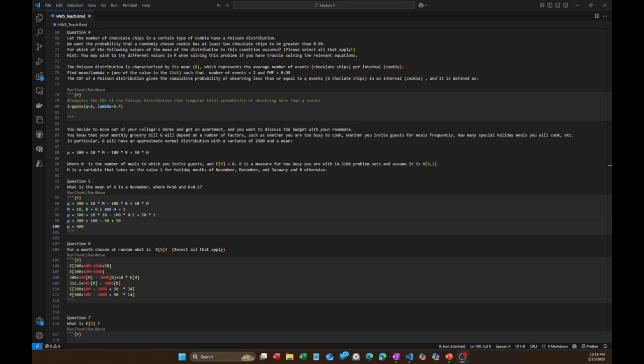Question 6. For a month chosen at random, what is the expectation of G? Think once again how to solve this problem. Let's dive into it. So we can do elimination. Now let's look at the first example here. The expectation of G is equal to the expectation of this.